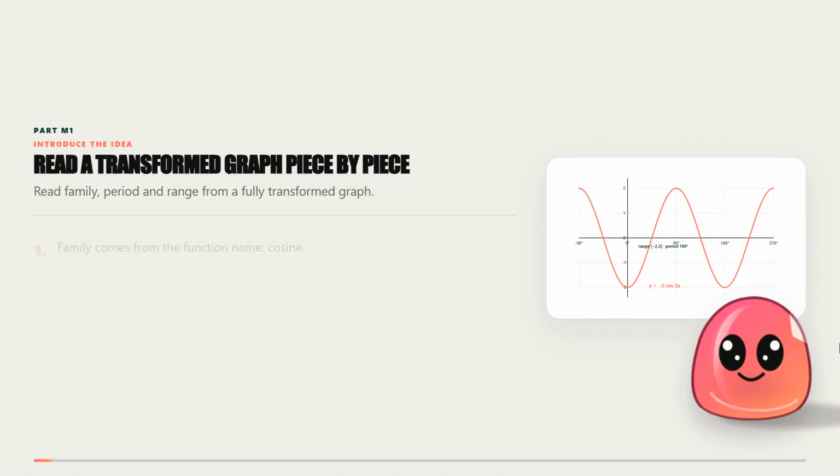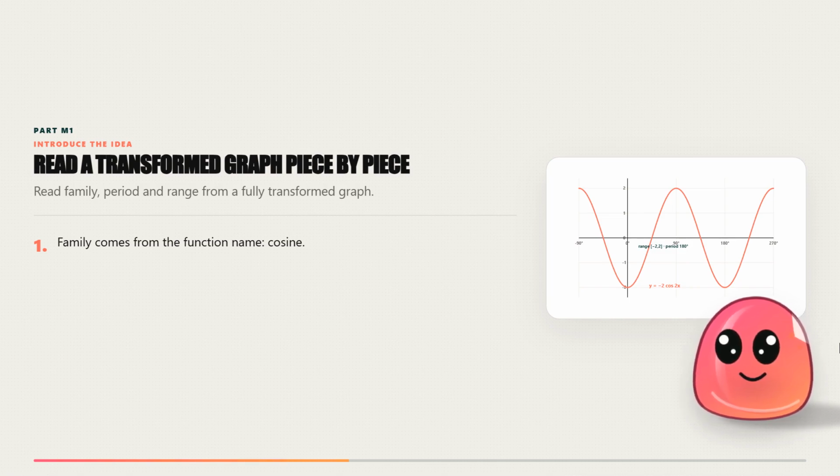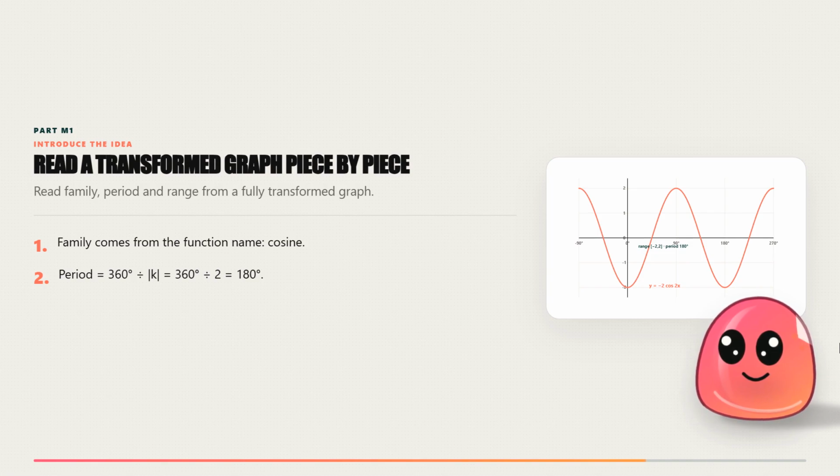Read family, period and range from a fully transformed graph. Here's the key idea. Family comes from the function name, cosine. Period equals 360 degrees divided by k equals 360 degrees divided by 2 equals 180 degrees. A equals -2 reflects in the x-axis, amplitude 2 means range -2 to 2.